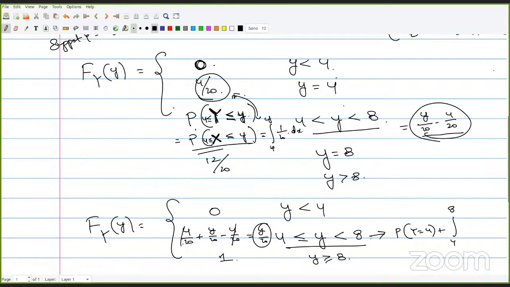Okay, sir. Thank you. There should be an equality symbol. I think that is what you are confused about. For 4 less than y less than 8, they have given it should be 4 less than or equal to y less than 8. Yes, sir. So then that will be y by 20.